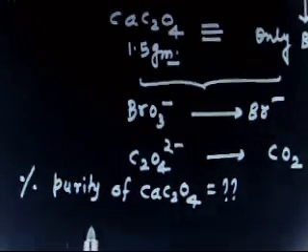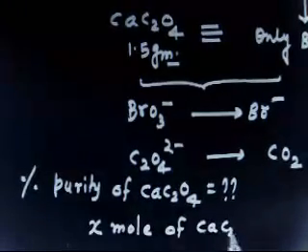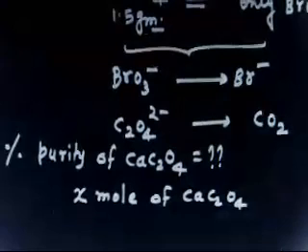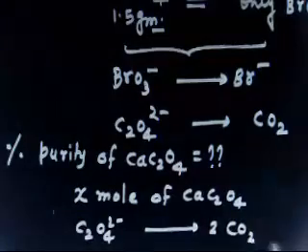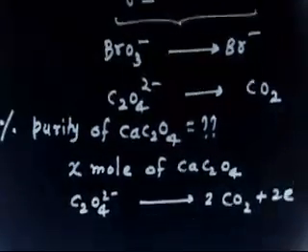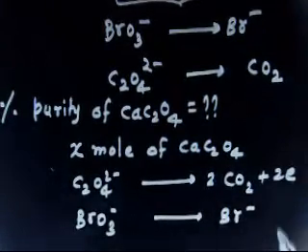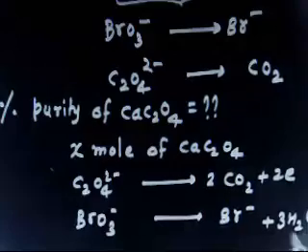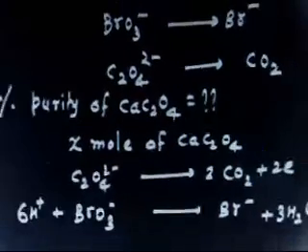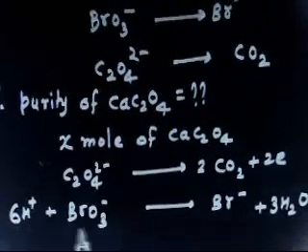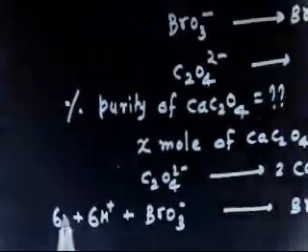Okay, let us say we have x mole of CaC2O4. The next task is to write the reactions. C2O4 2 minus is the easy one: it gives 2CO2 plus 2 electrons. The next reaction is BrO3 minus going to Br minus plus 3H2O. I will assume the medium is acidic, so 6H plus on this side. Now let us add electrons: this side has a charge of minus 1, so we add 6 electrons on the left side.